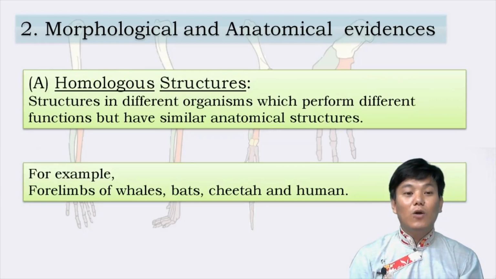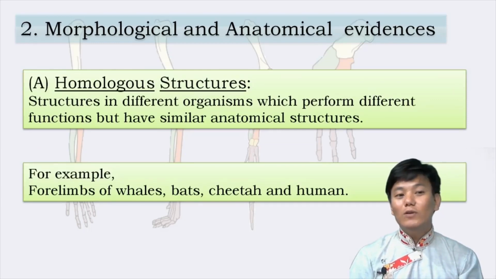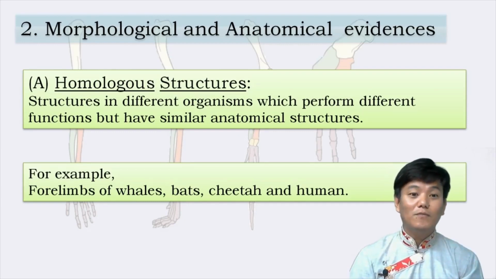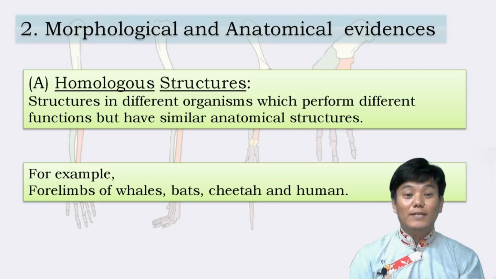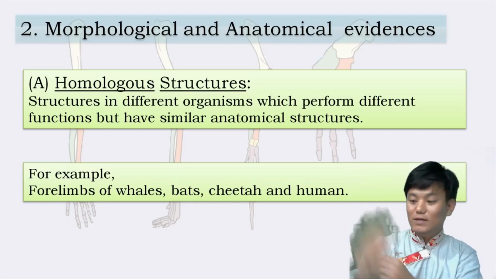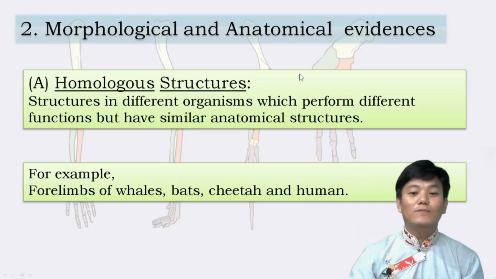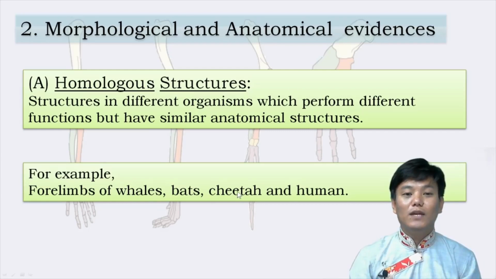So homologous structures are those structures in different organisms which perform different functions but have similar anatomical structures. The example given in your textbook is the forelimbs of whales, bats, cheetah and humans. So forelimb means our hand, right? So the forelimbs of these animals, they are all homologous structures.